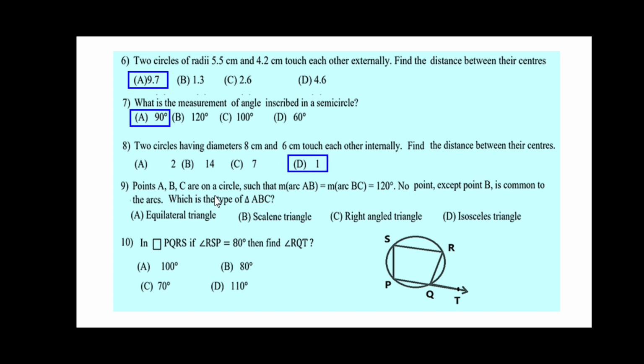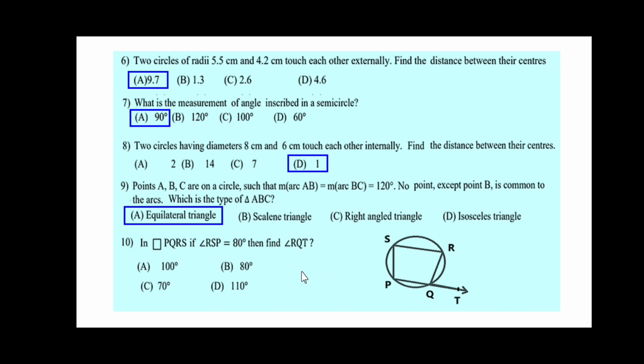Points A, B, C are on a circle such that the measurement of arc AB is equal to the measurement of arc BC is equal to 120 degree. No point except point B is common to the arcs. Which is the type of triangle ABC now? Friends, naturally here we are getting an equilateral triangle. As arcs are congruent, the corresponding chords are also congruent. Accordingly, the resultant triangle formed will be an equilateral triangle.